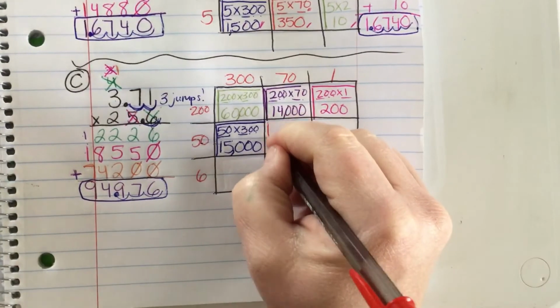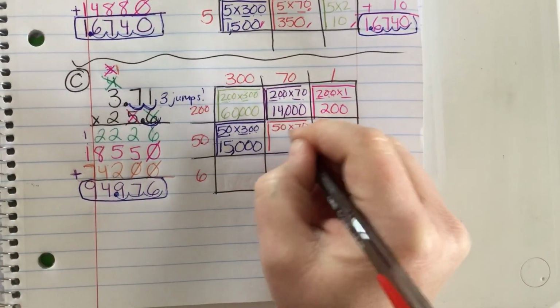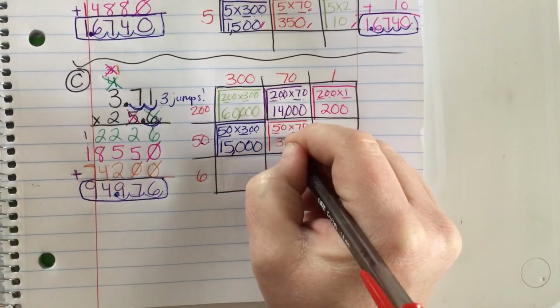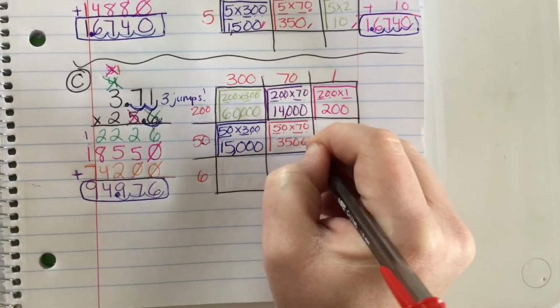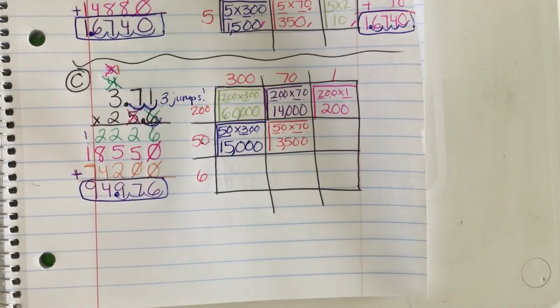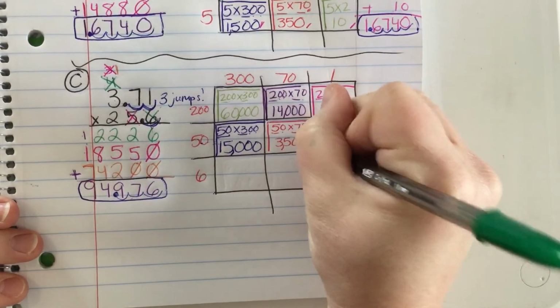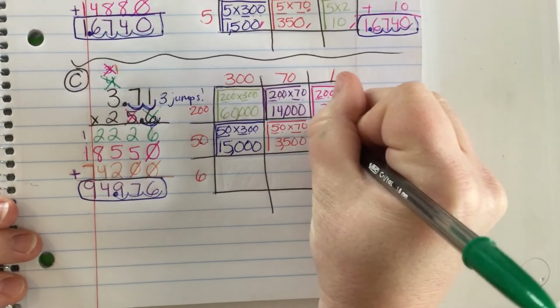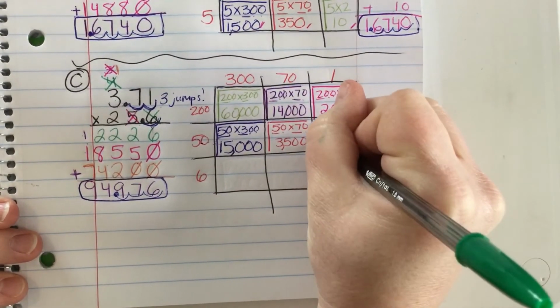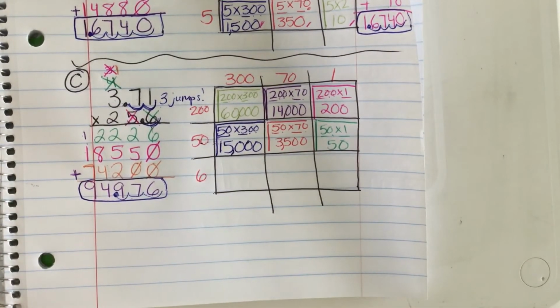Middle box. 50 times 70. 5 times 7 is 35. 1, 2 zeros. 3,500. Last of our 50 boxes. 50 times 1. 5 times 1 is 5. 1, 0. All right, last row, excuse me.